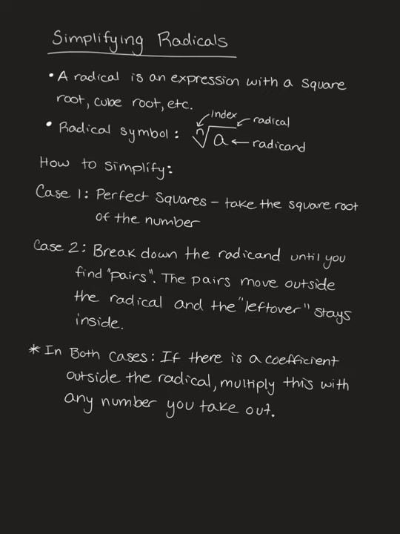So there's two cases that you might run into. The first case is where you have a perfect square. These are numbers like 1, 4, 9, 16, 25. Those perfect square numbers, you just take the square root, okay? In the second case, if it's not a perfect square, you will break down the radicand, so the number on the inside, until you find pairs. The pairs move outside the radical and the leftover stays inside. And I'll talk about that more here in just a second. In both cases, if there is a coefficient outside the radical, multiply this with any number you take out.